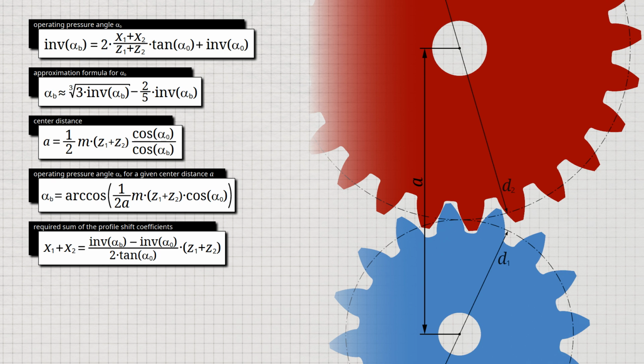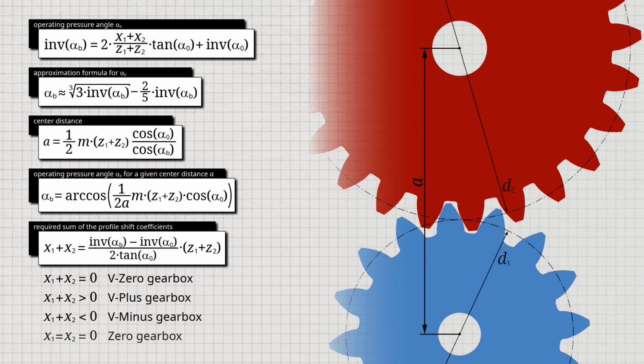If the sum of the profile shift coefficients is 0, the center distance is the same as for uncorrected gears. The operating pressure angle then corresponds to the standard pressure angle alpha 0. In this case, one also speaks of a so-called V0 gearbox. However, if the sum of the profile shift coefficients is greater than 0, the center distance increases and the gearbox is referred to as a V plus gearbox. If the sum is less than 0, the result is a V minus gearbox whose center distance is less than the standard center distance for uncorrected gears.